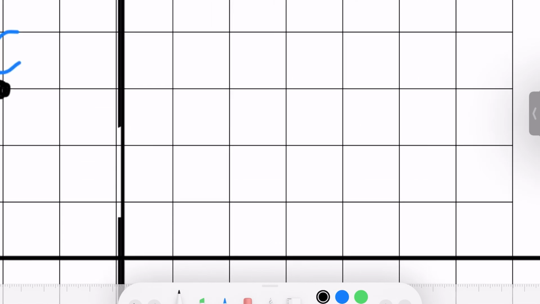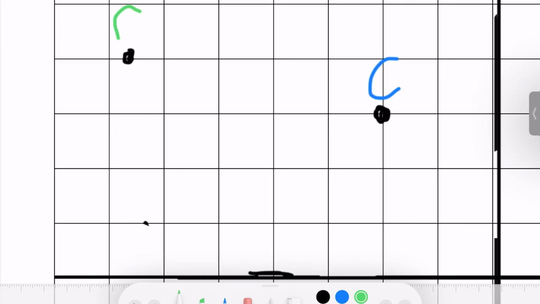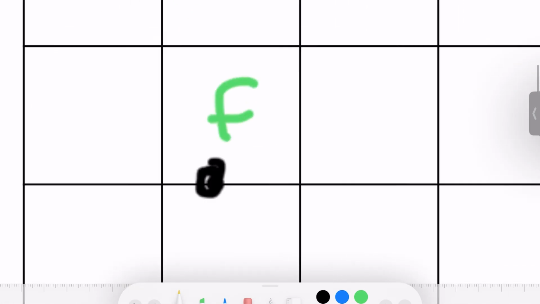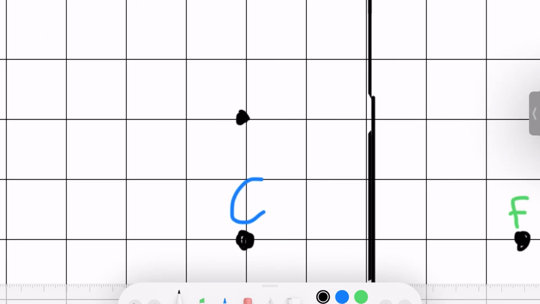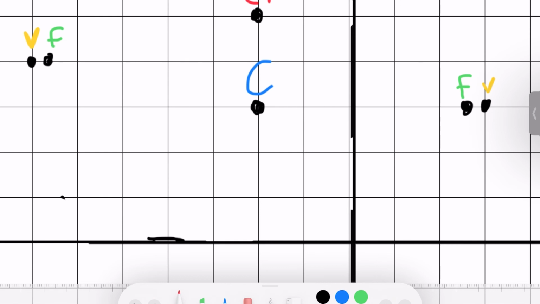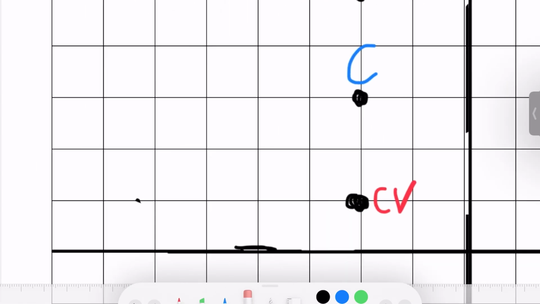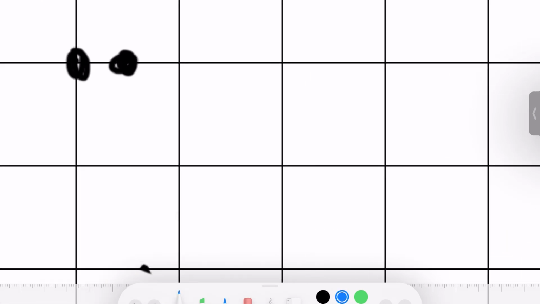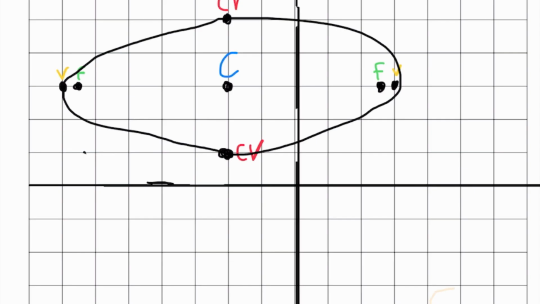So now we're just going to graph it. That's the center. That's the foci. That's also a foci. The vertices. The vertices. The co-vertices. That is it.